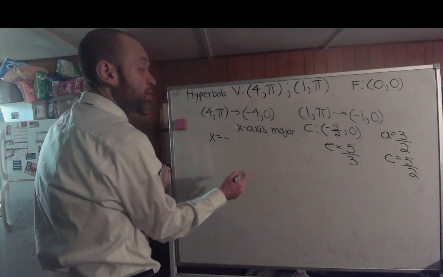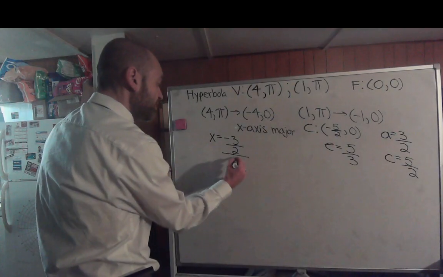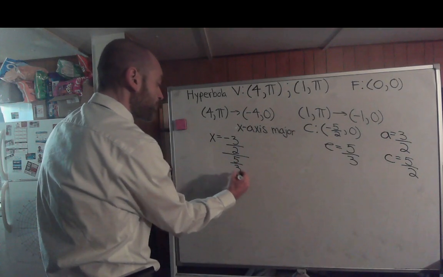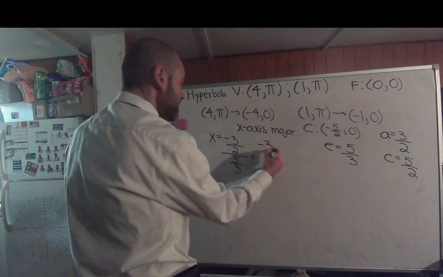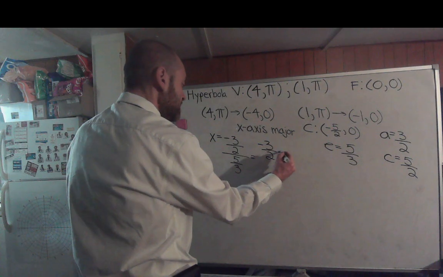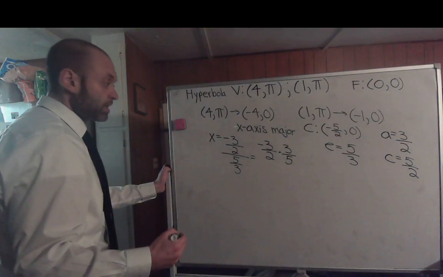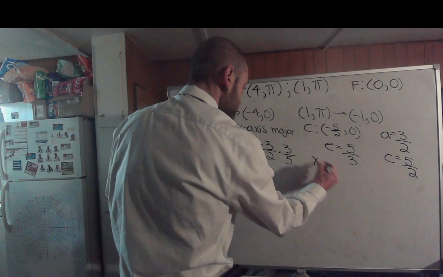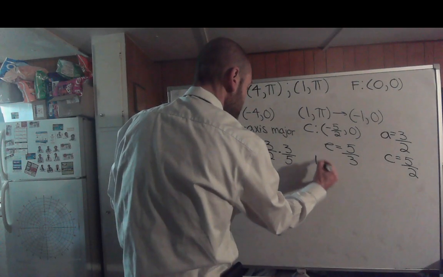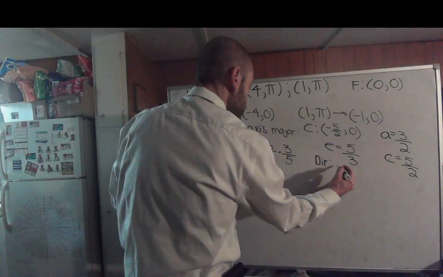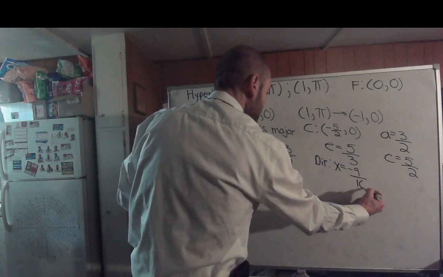e, which would be negative 3/2 over 5/3. So another fraction, we got to invert and multiply. This would be negative 3/2 times 3 over 5. Well, your directrix is going to be at negative 9/10. So you have a directrix at x equals negative 9/10.